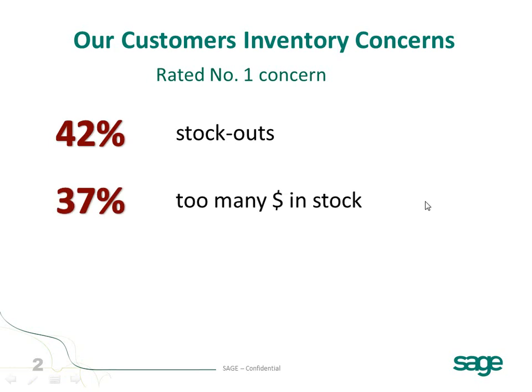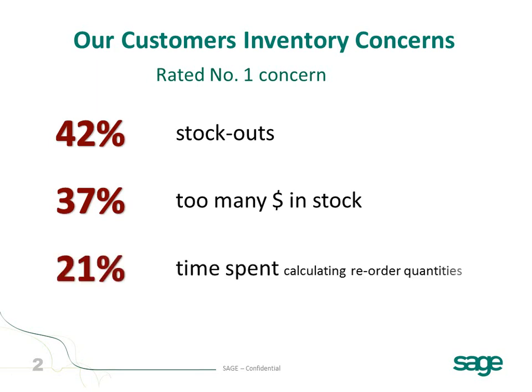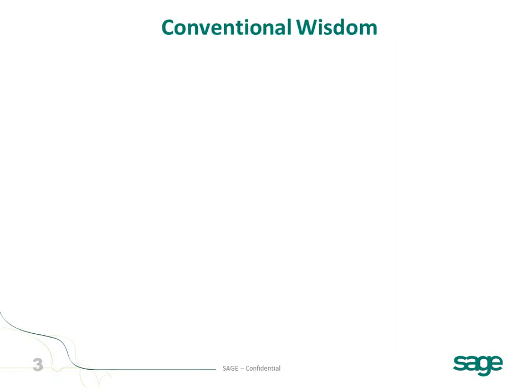37% said that they really struggle to find this balance between stock and customer fill rate and have way too much tied up in stock. 21% of them came back and said they spend way too much time recalculating ordering quantities. I think if you had to ask a lot of customers what their issues would be, they would probably respond that all three of the above are their core issues. And a lot of our customers did respond like that as well.